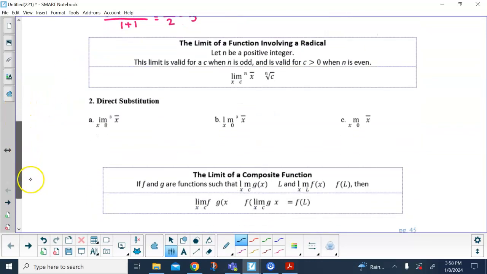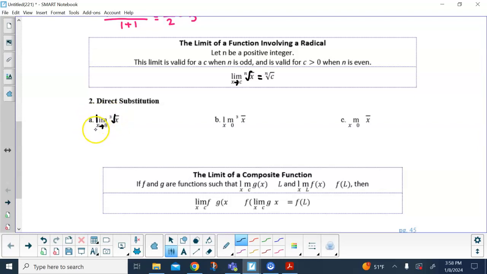Sometimes you'll see limits that are involving a radical, okay? So in this example here, you've got the nth root, and again, some things didn't copy over when I made my PDF. You've got the nth root of x as x approaches c, and that is simply the nth root of c. So again, plug and chug. So if you can use direct substitution, use it. It will be your friend.